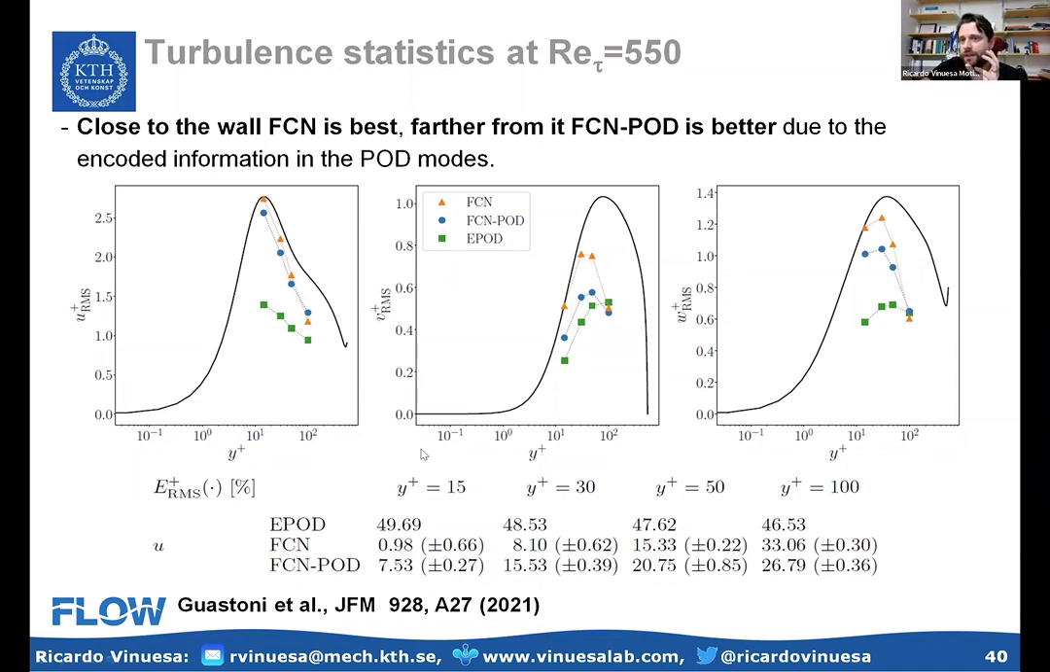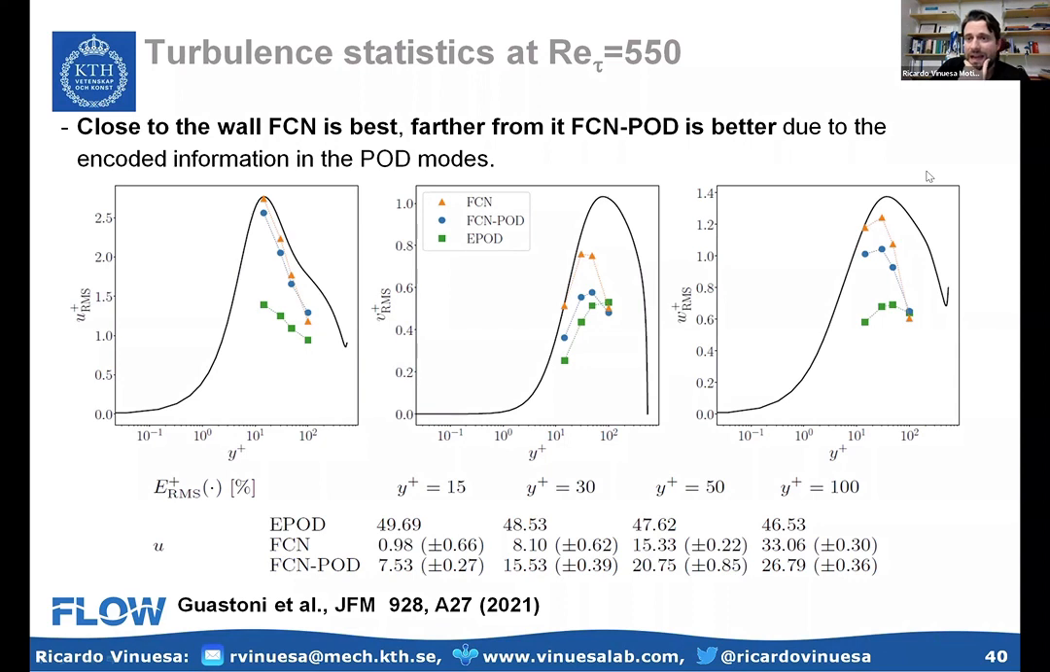Of course, both FCN approaches perform better than the extended POD in other locations, except perhaps in the wall-normal case where the three of them are performing in a similar way. But what is interesting is this crossover, right? When I'm going to the farthest away location, the FCN-POD has better performance than the FCN. The error that we obtain with the FCN-POD very far away from the wall is a bit more than 25%, which still is quite remarkable given the difficulty of these predictions.